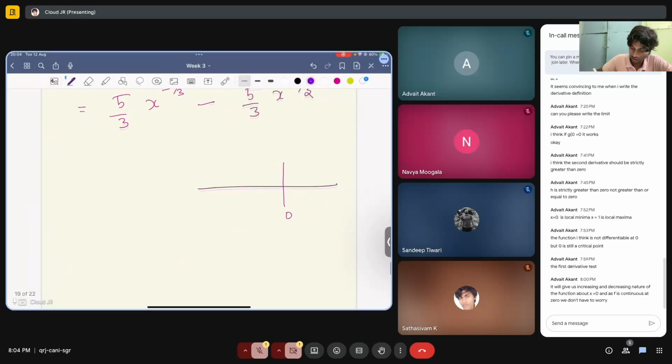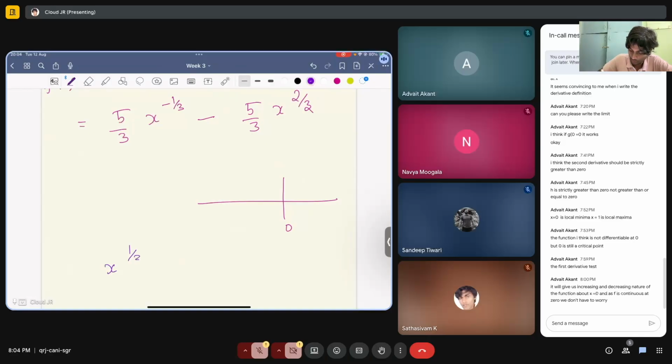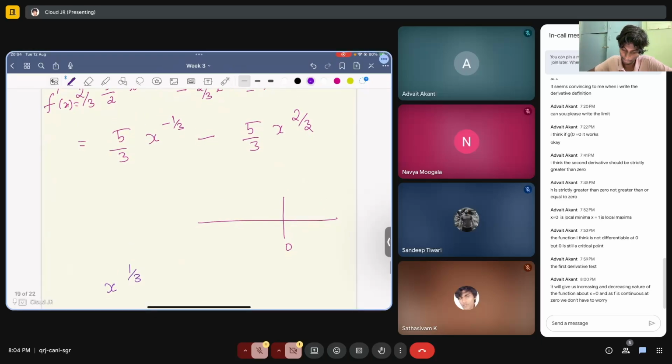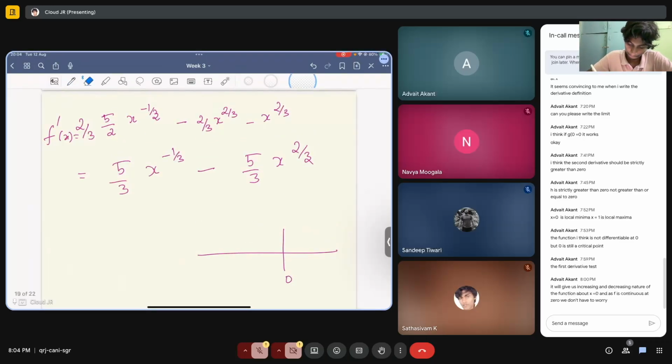Maybe I'll prove here. See, if I just look at x power 1 by 3, no, this is cube root right here. I mean, yeah, cube root always exists. I don't think there's anything to prove. Maybe I'll just write a little bit simplified if you want. It's basically 5 by 3, 1 by cube root of x minus 5 by 3, 1 by cube root of x whole square. Okay, so that's what I'm telling.